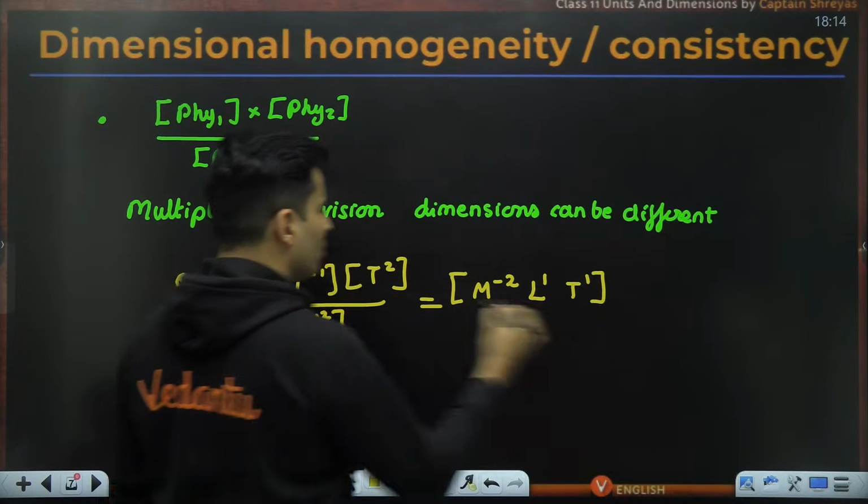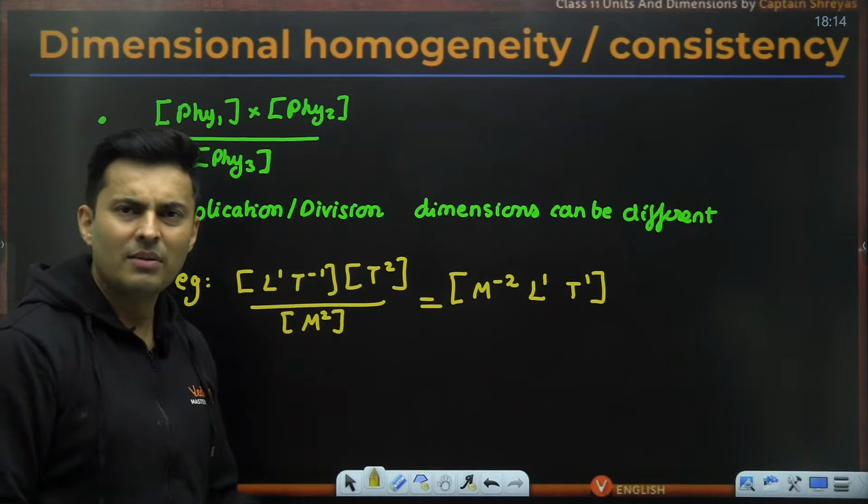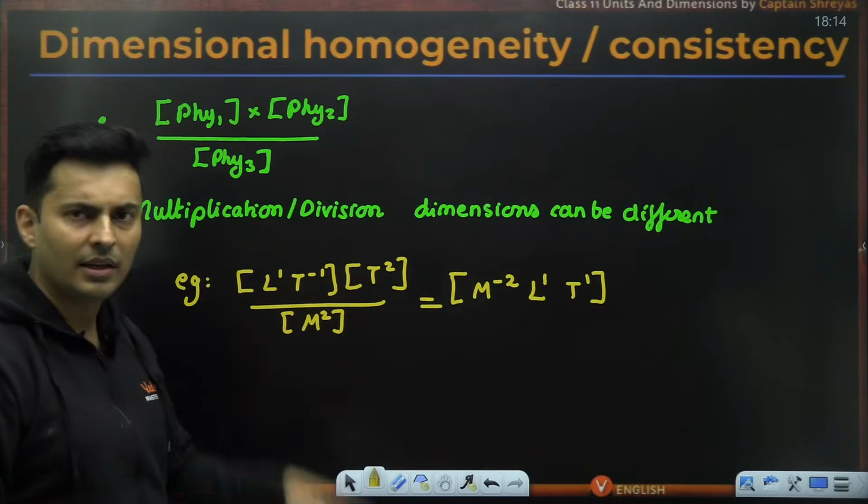So t raised to 1. So you just do your normal multiplication and division like you do normally. There is nothing wrong in that.